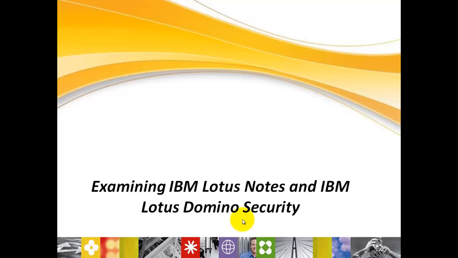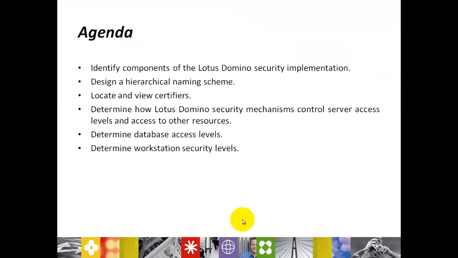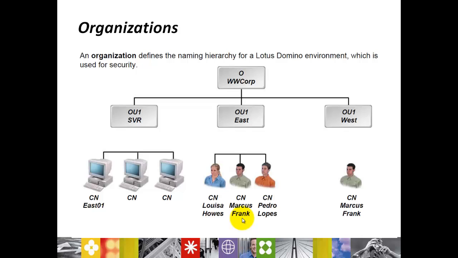Examining IBM Lotus Notes on IBM Lotus Domino security. In this chapter, we're going to identify the components of Lotus Domino security implementation, design a hierarchical naming scheme, locate and view certifiers, determine how Lotus Domino security mechanisms control server access levels and access to other resources, determine database access levels, and determine the workstation security levels.